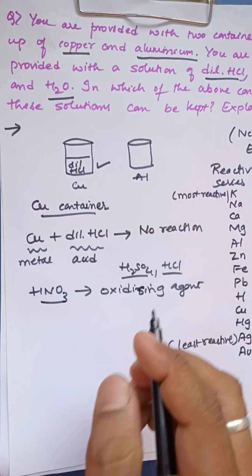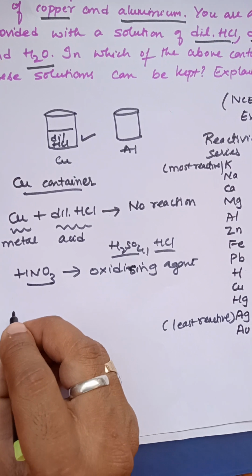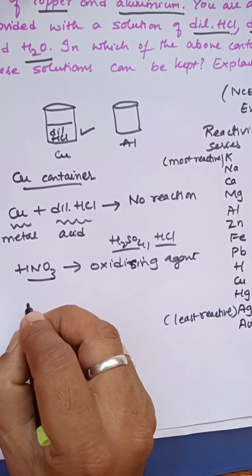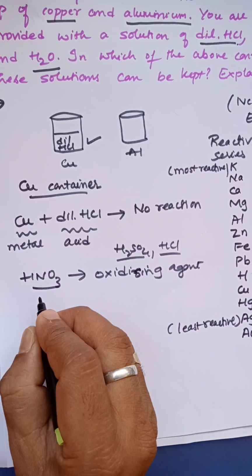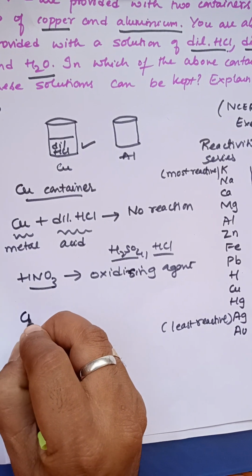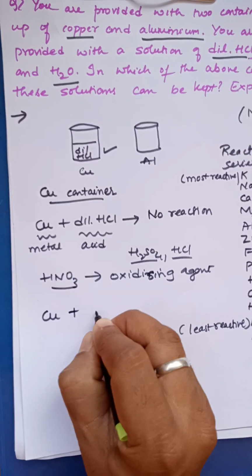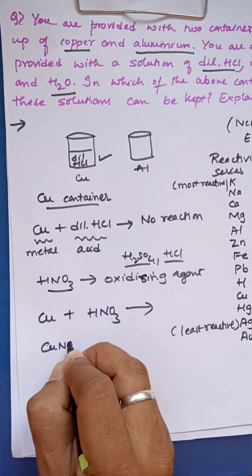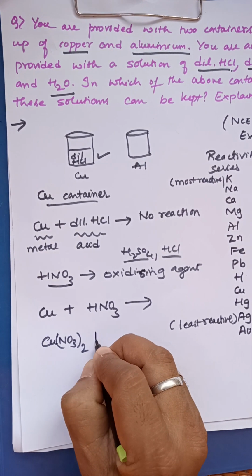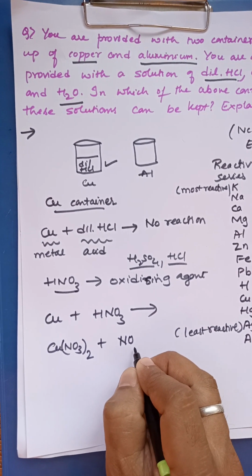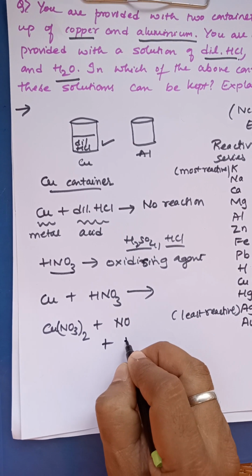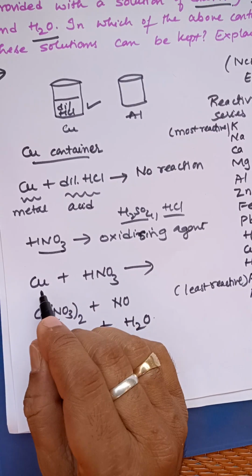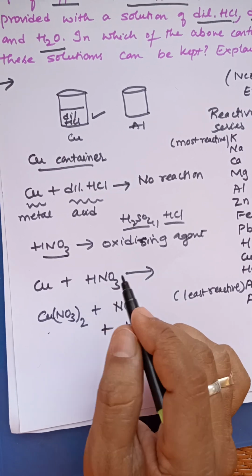So what will happen if nitric acid is stored in copper? If you store dilute nitric acid in copper, there will be a chemical reaction between copper and nitric acid. The chemical reaction takes place like this: copper will react with nitric acid to form copper nitrate plus nitric oxide and water. So these are the products that are formed due to the chemical reaction between copper and nitric acid.